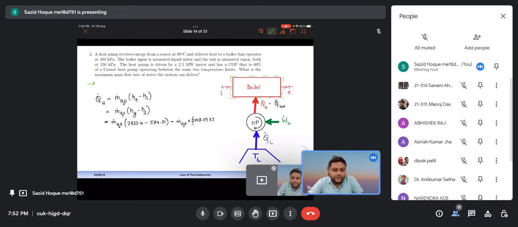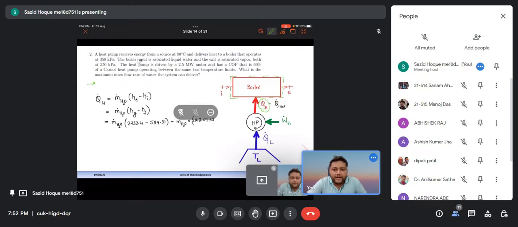So that boiler is connected as the output. That means whatever the heat pump's output is, that is going as heat supplied to the boiler. And the boiler is a control volume where we have an input and output. And with this, we need to see what the problem is.